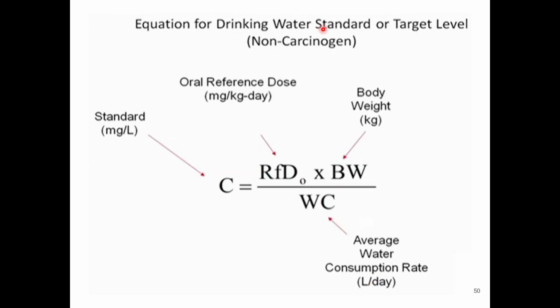Similarly, the equation for drinking water standard or target level for a non-carcinogenic substance is C equal to RfD naught into BW by WC, where C refers to the standard in milligram per liter. RfD naught is again the oral reference dose, which is in milligram per kg day. BW is body weight in kg, and it is divided by WC, which is the average water consumption rate in liter per day.